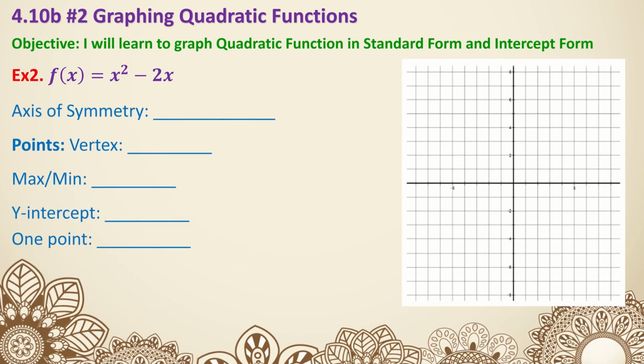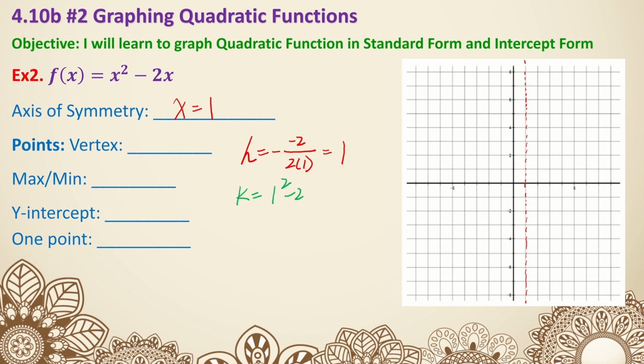Now example 2. Same thing. Axis of symmetry, in order to find that, we need the h. H is negative b over 2a, so it's negative of negative 2. 2a is 2 times 1. So it's going to be negative of negative 2, which is a positive 2 over 2. So it's 1. Axis of symmetry, x equals 1. Let's draw the axis of symmetry at x equals 1. It's a dotted line.